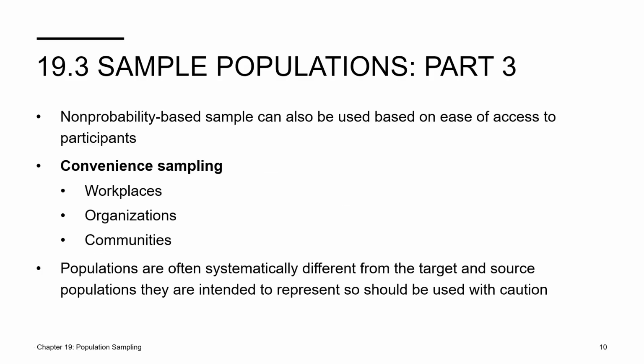Non-probability-based sampling can also be used, and this is often used when you're conducting a study and you need some sort of easy access to participants. So this could be just asking people at work, asking people at the organization, or reaching out to communities directly. Now, populations are often systematically different from the target and source population when you use convenient sampling. So it may be easy to find people to participate, but they may not be representative of the target population as a whole. So they should be used with caution.